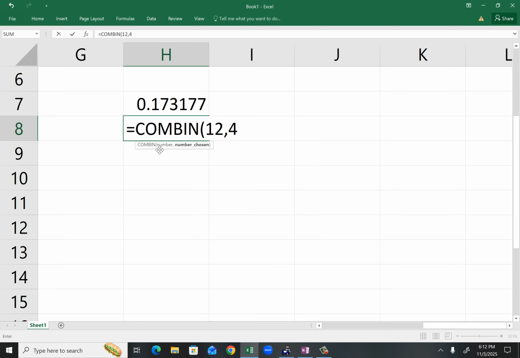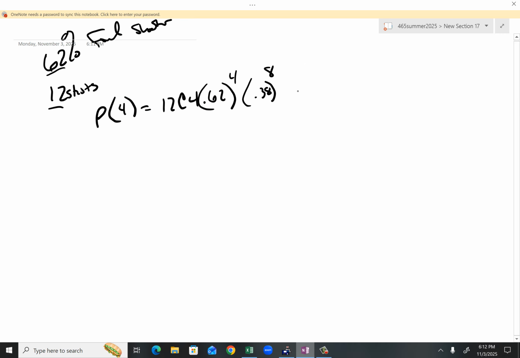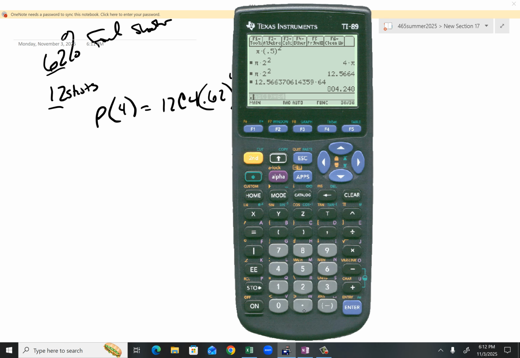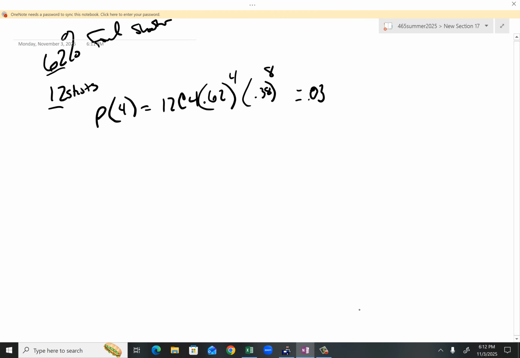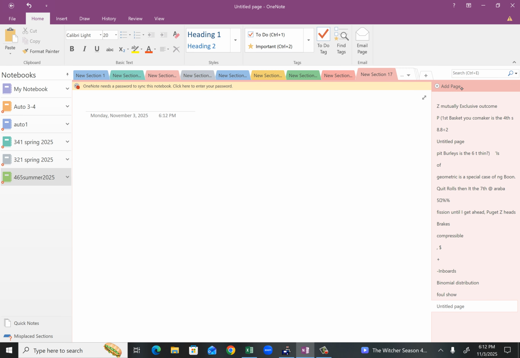12, 4 times 0.62 to the 4 times 0.38 to the 8. About 3% chance. In other words, it's unlikely to happen. Why? Because 62% of 12, 0.62 times 12, is 7.5 shots. So 7 or 8 would have been very likely, but 3 or 4 is not very likely because obviously I'm not expecting to pull that off.